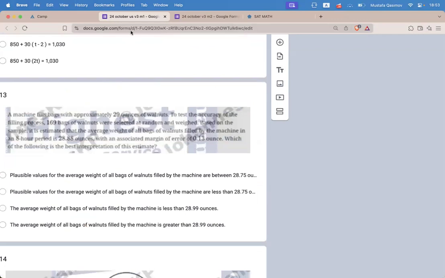A machine fills bags with 29 ounces of walnut, and it has a margin of error. We have to add it and we have to subtract it. So it will probably be A or B, because we also have plausible. So it is plausible between A. The answer is A because we have between.